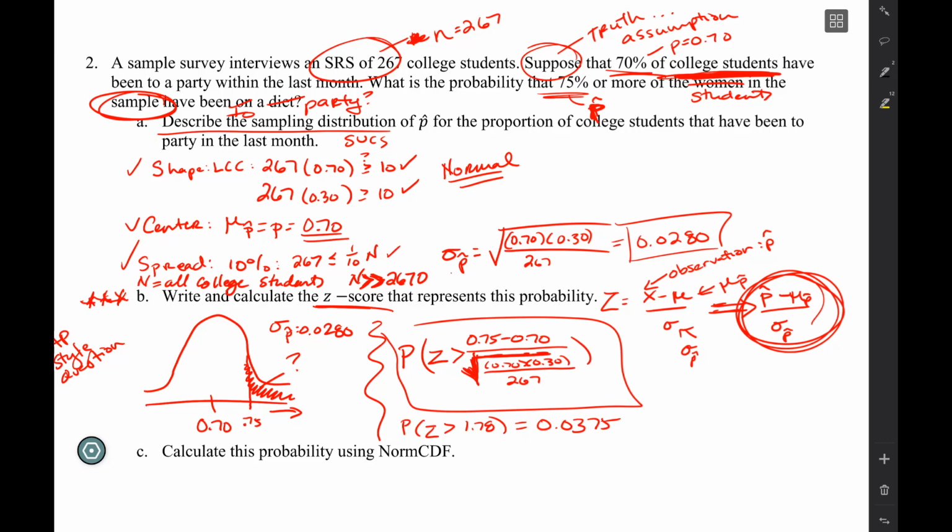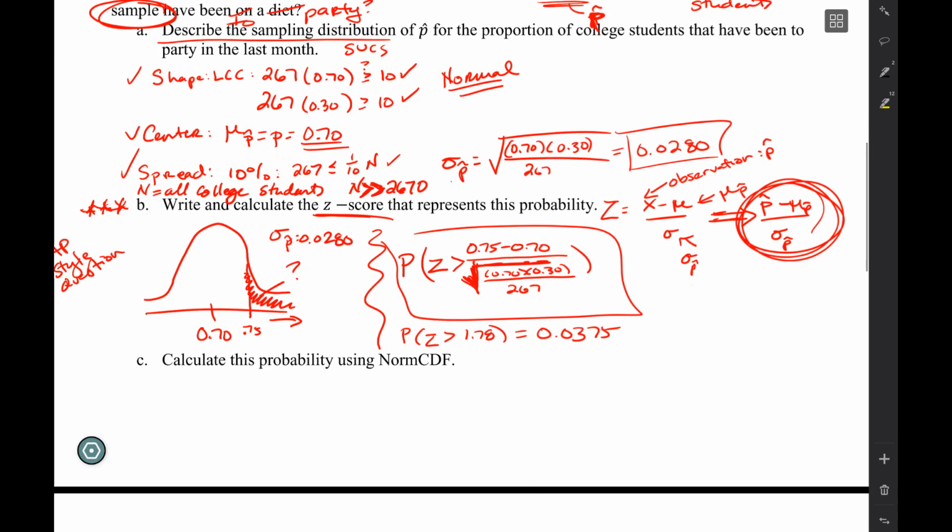Now let's use norm CDF to actually verify this, because this is how you're going to do it for most multiple or free response questions. Okay. Now, in order to use norm CDF, it's the same thing that we have here. So the first thing we enter in is our lower bound. Well, what's the lower bound of this shaded region? 0.75. And then we're looking at the right hand side. So what's my upper bound? This is my lower bound. My upper bound is going to be positive infinity, because we're going in the positive direction, right?